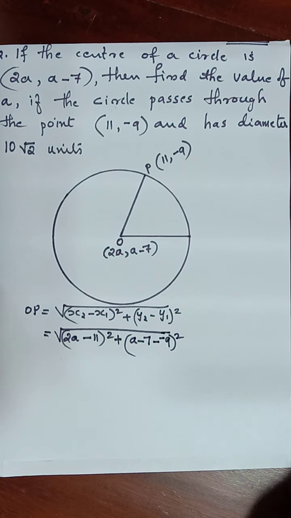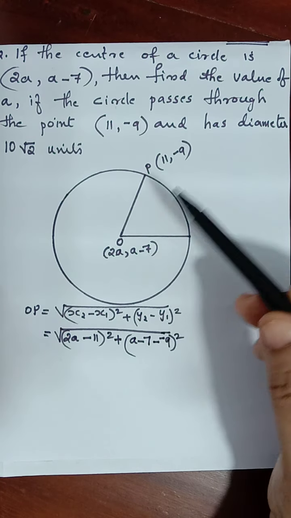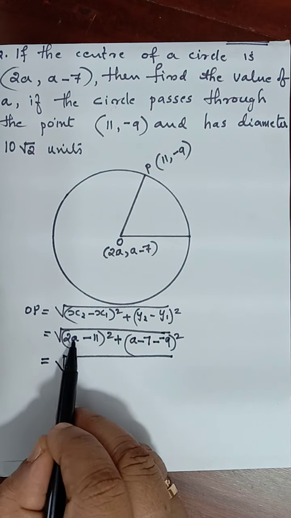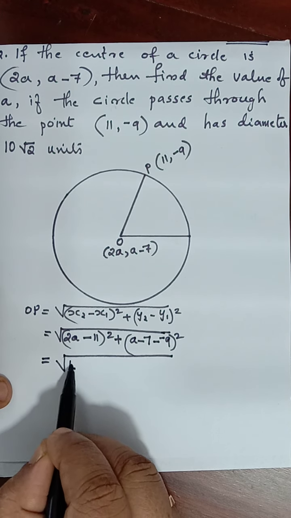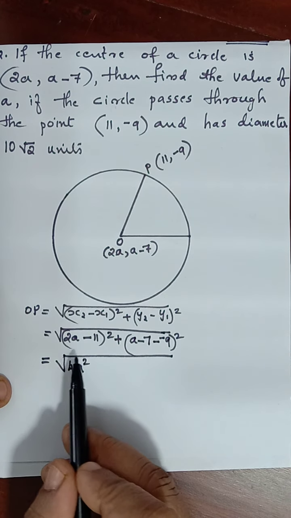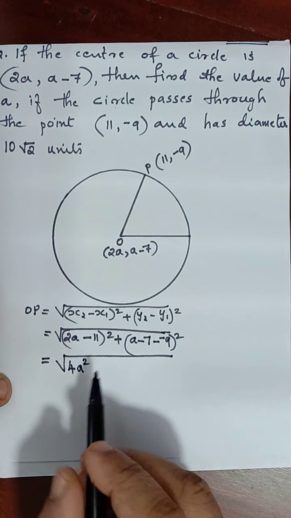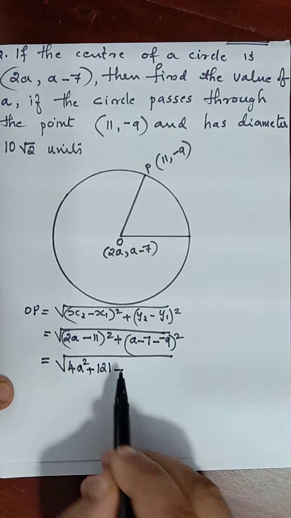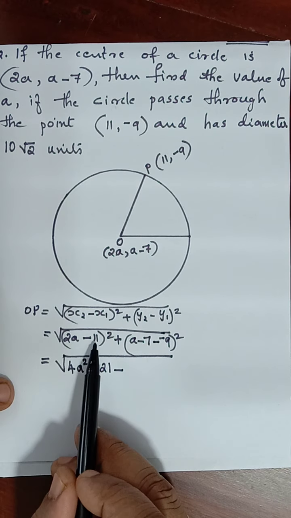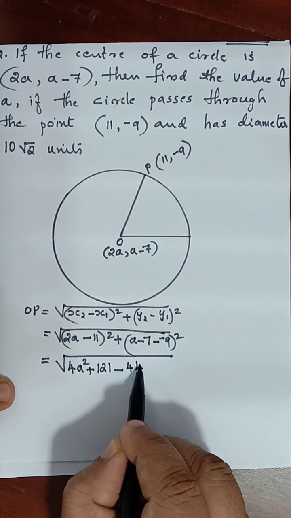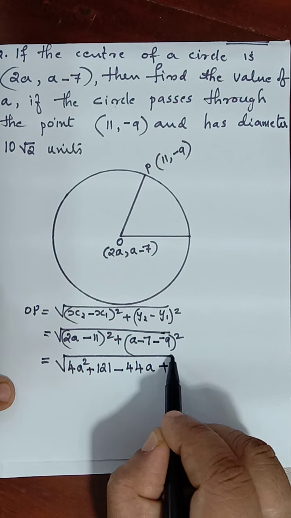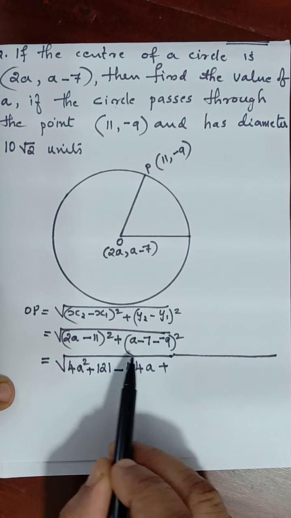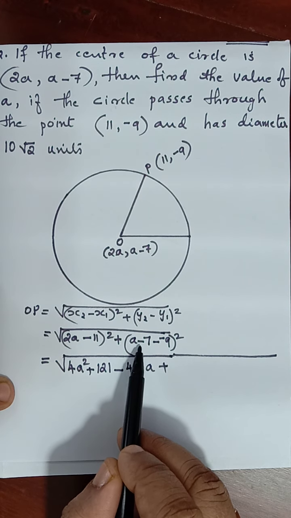Okay, a minus 7 minus 9. So square root of (a minus b) whole square. 2a whole square is 4a square, don't write 2a square. Plus 11 square is 121 minus 2ab: 2 into 2, 4, 4 into 11 is 44a. Plus, this is a minus 7 plus 9, plus 9 minus 7 is plus 2.